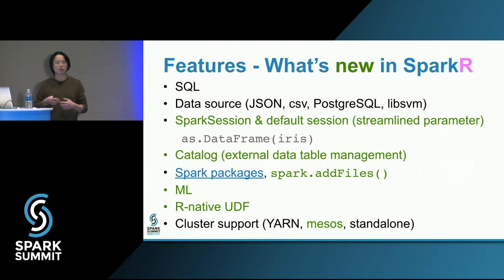We also have support for catalog APIs for managing external tables and so on, support for Spark packages, and something called Spark add files, which allows you to specify a set of files that get distributed to the cluster itself. So you could use it for distributing a locally installed R package to the cluster without having to actually go through the cluster management of it. And then we have ML and native UDF support. We're going to talk more about these two things in much more detail later on. And the very last thing is we support the same 3 cluster managers, just like the rest of Spark itself.